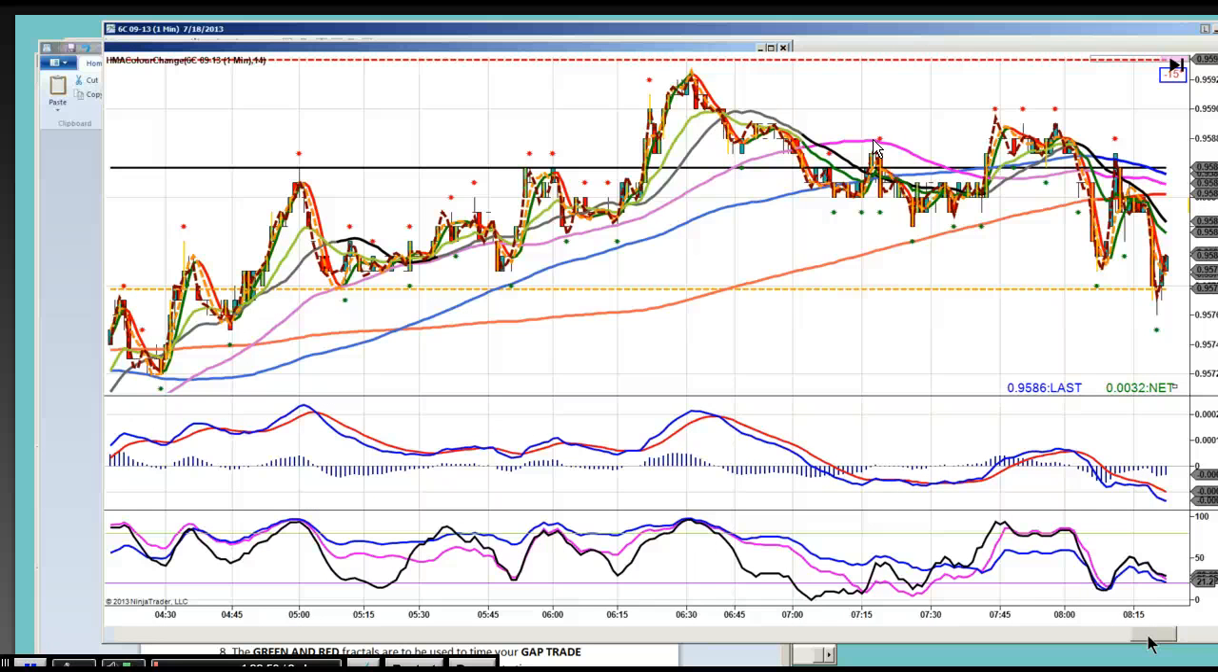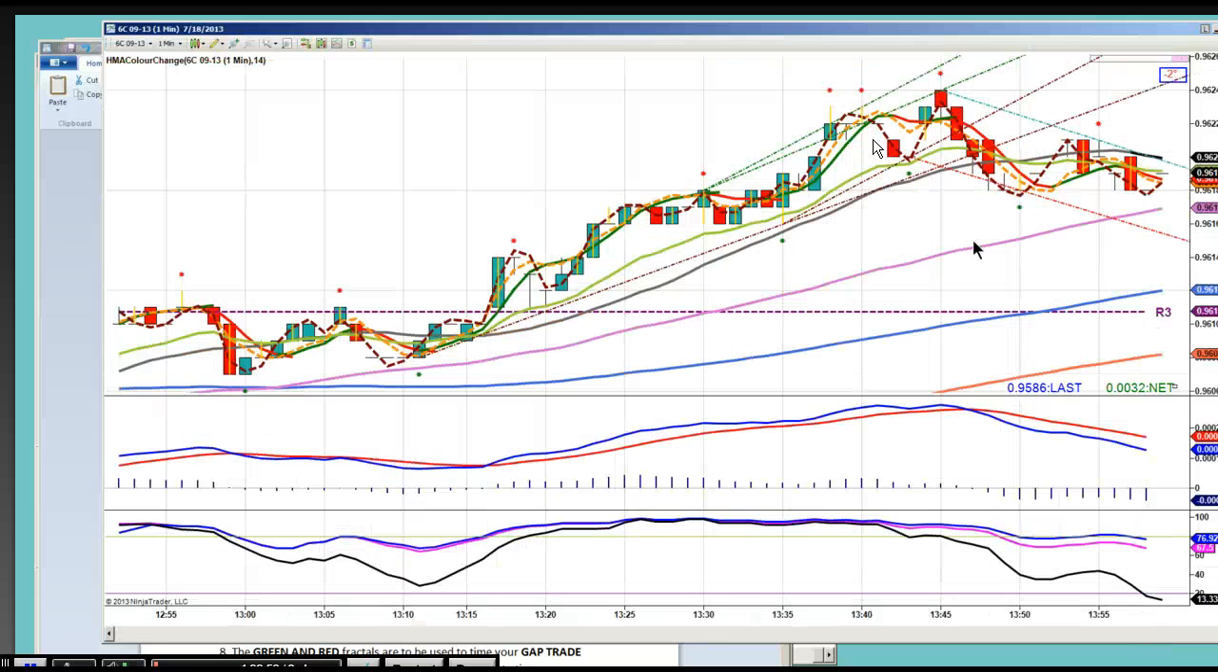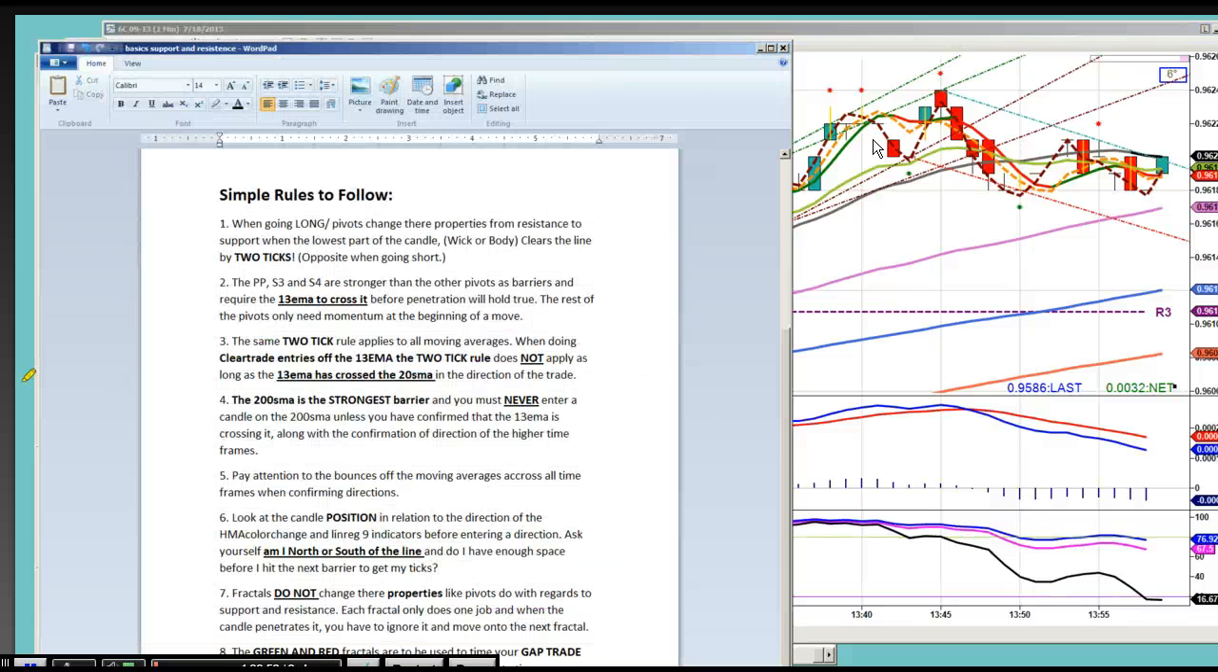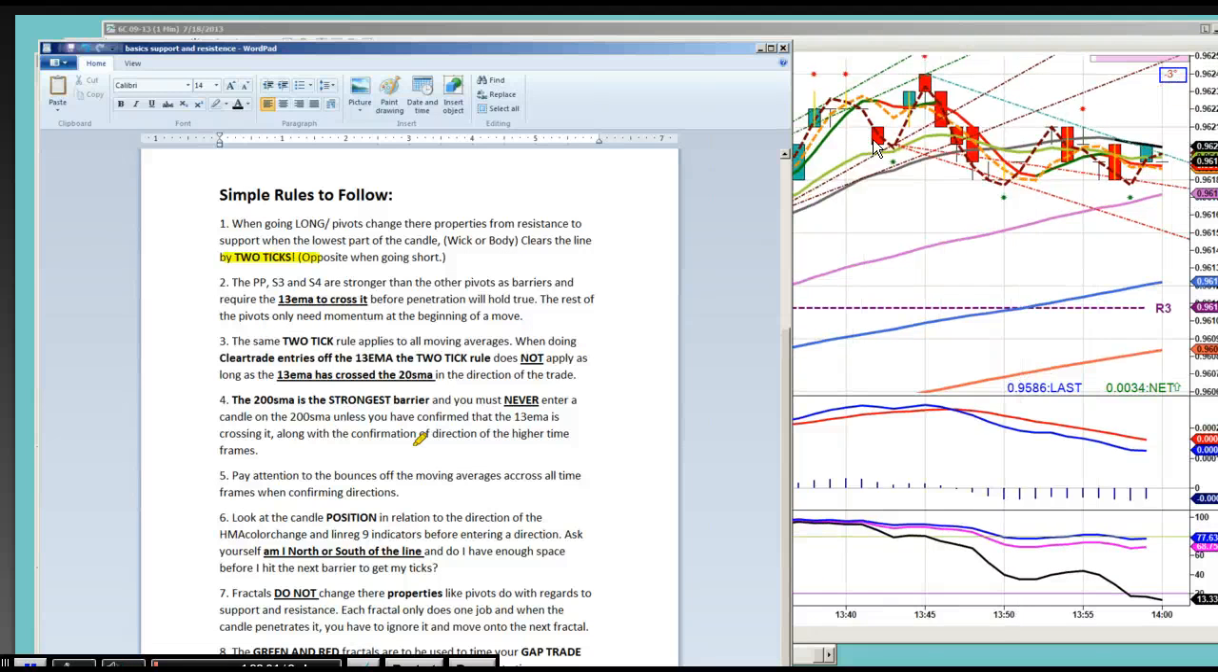Fractals do not change their properties when you've penetrated them like pivots. You see, pivots and moving averages change their properties from support to resistance and vice versa when you clear by 2 ticks. When it comes to fractals, they do not change their properties like pivots with regards to support and resistance. If the price action penetrates a fractal, you have to move on to the next fractal. You ignore it. That fractal is now useless to you. You move on to the next one. And if there isn't a fractal, you wait for a fractal to come in.